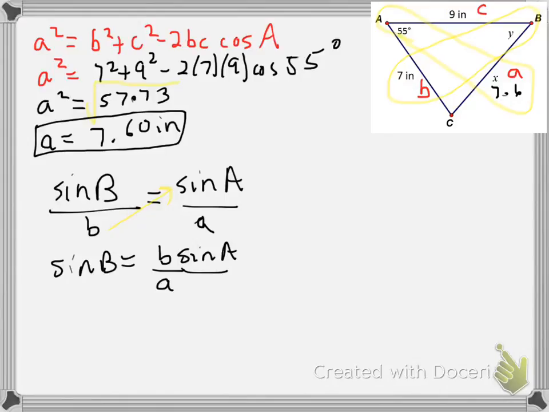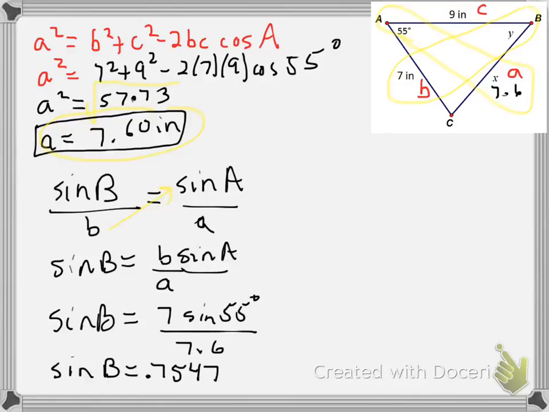Now when I go to use a, I'm going to use the decimal on my calculator, which was 7.5979845537. But you don't want to write all that out, so you just write 7.6, but you use the answer button. So I'm going to get sine b equals b, which is 7, times the sine of a, which is 55 degrees, over 7.6. So that gives you the sine of B is 0.7547, which implies angle B.